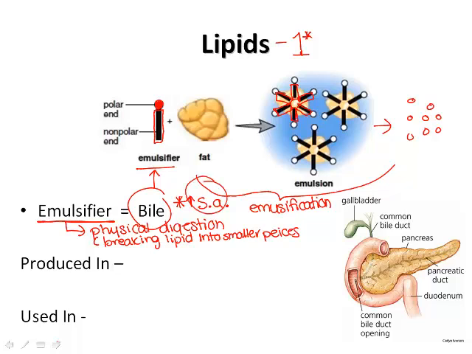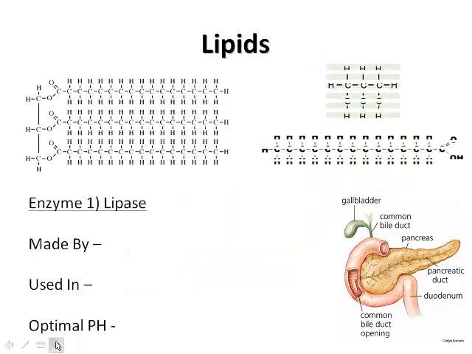Bile is produced in our liver, and so our liver produces it. It goes to our gallbladder, so you can see here the gallbladder. The gallbladder is going to store it and then send it down the common bile duct into our small intestine. So it's produced by the liver, and it is going to be used in our small intestine. So that was our emulsifier. That was the plus in our 1+.